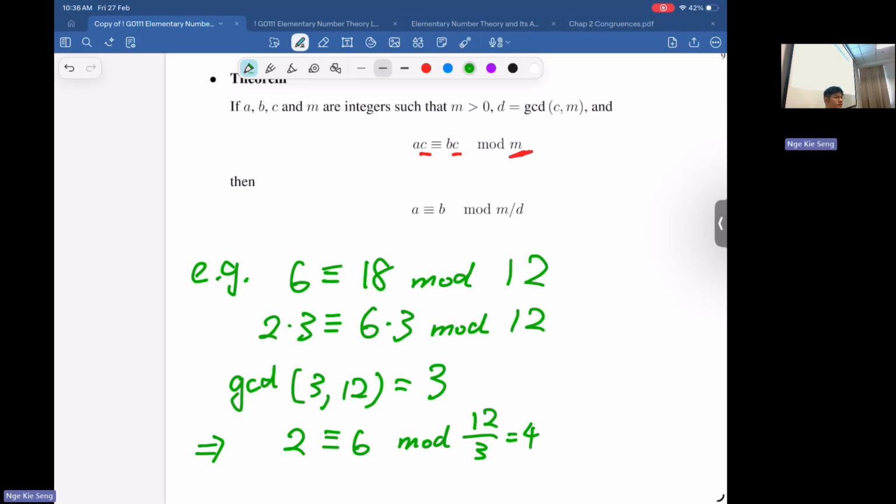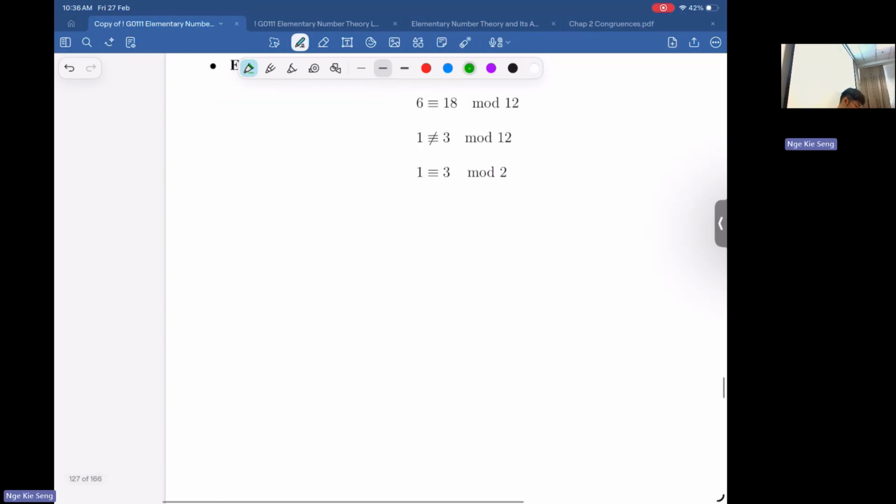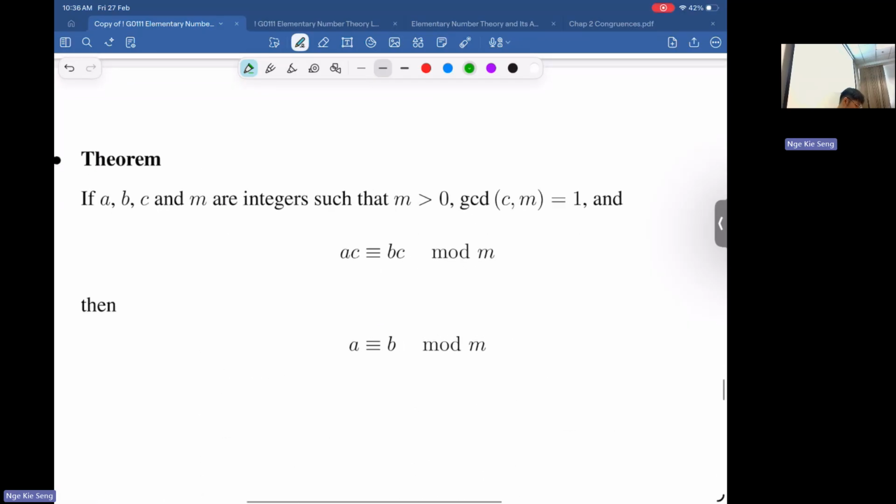Does it make sense? How is this useful? This is not useful yet, but the next part is useful. This one is not very nice yet, but the nice part is this one. This is a cool part. This is what we call a cancellation law.